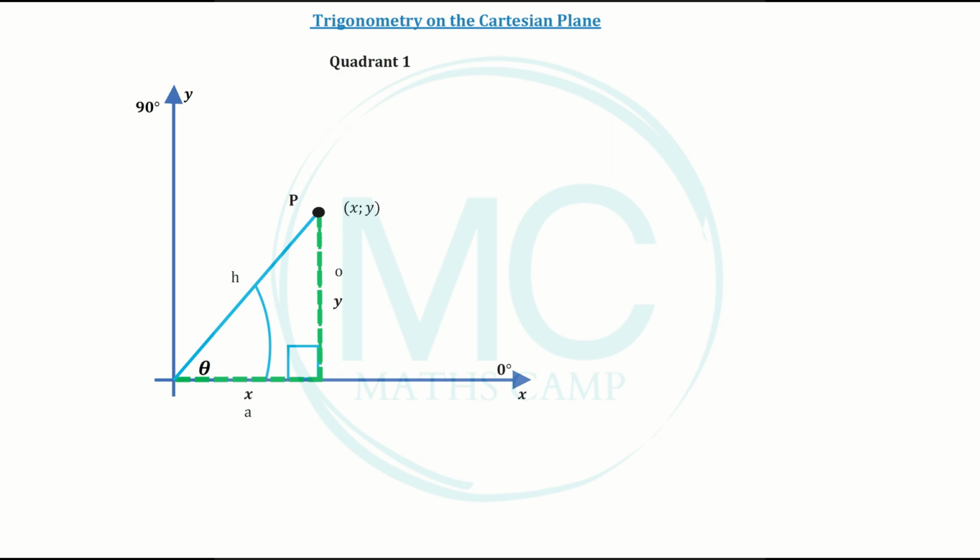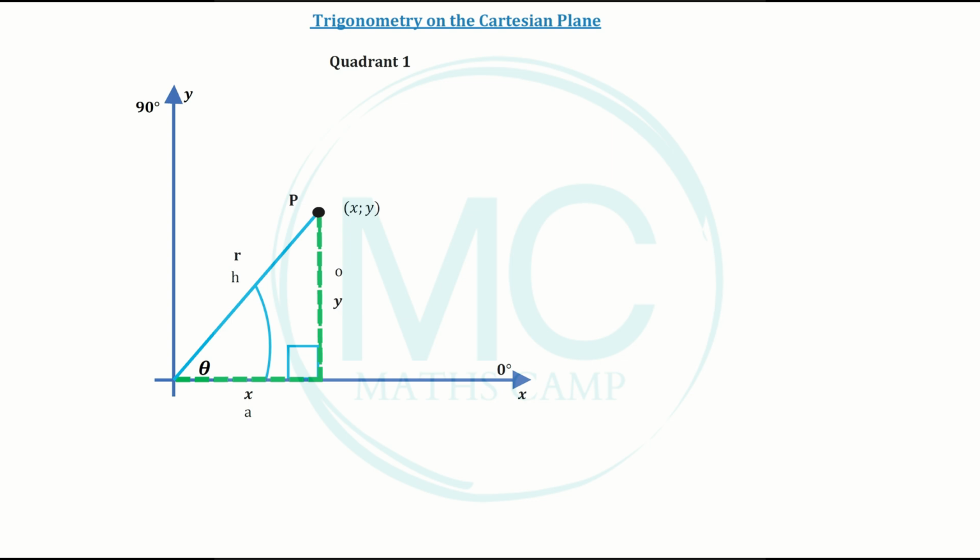When working with trigonometry in the Cartesian plane, we call the hypotenuse of the triangle the terminal arm. And instead of calling it H, we now call it R. When we looked at trigonometry and right angle triangles, we worked with the hypotenuse H, the opposite side O, and the adjacent side A. But now, when working with the Cartesian plane, we call the hypotenuse R, the opposite side of the triangle is now Y, and the adjacent side is now X.